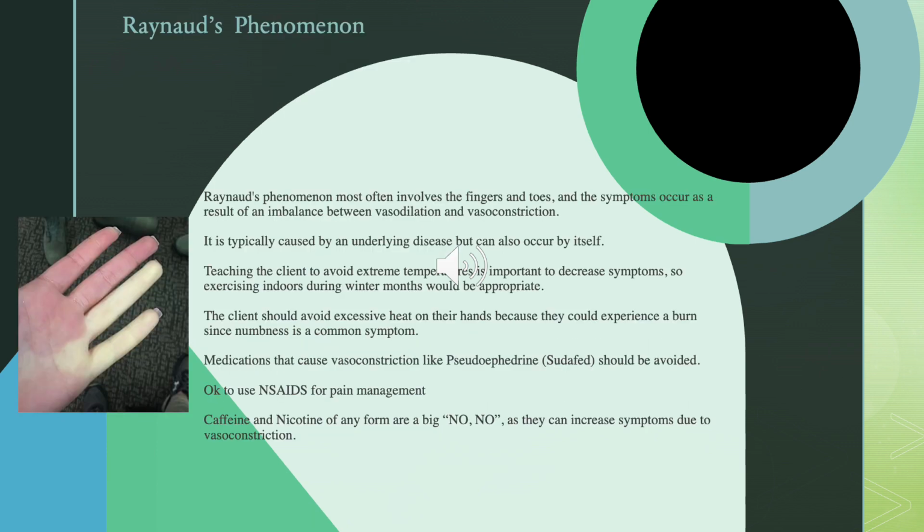Let's move over. Now, Raynaud's is kind of a wicked deal. Raynaud's is a phenomenon that happens when the fingers and the toes start to accumulate symptoms and they get a vasodilation and a vasoconstriction at the same time. It's pretty wicked. Typically caused by underlying disease, but it can occur by itself spontaneously. You have to teach the client the basic things.